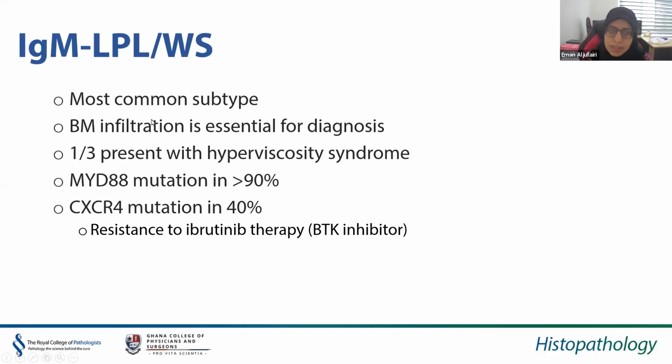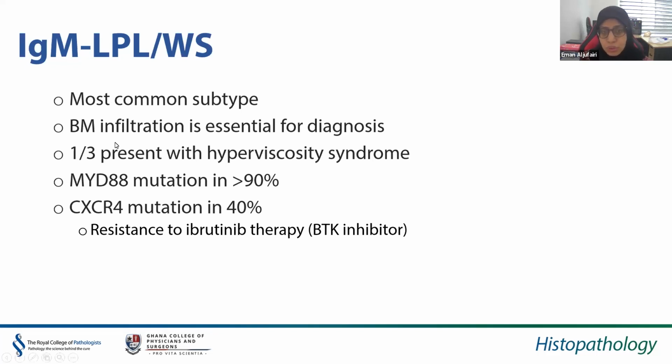As we say, it's usually infiltrating the bone marrow, and actually that is essential for diagnosis now in this subcategory. So even if the LPL is producing IgM, if it's not infiltrating the bone marrow, we cannot put it in this category. Most of these patients will have the MYD88 mutation, which was a game changer since the last classification for defining LPL and making it distinct from mimickers, especially marginal zone lymphoma, when we are finding it in nodal and extranodal sites.